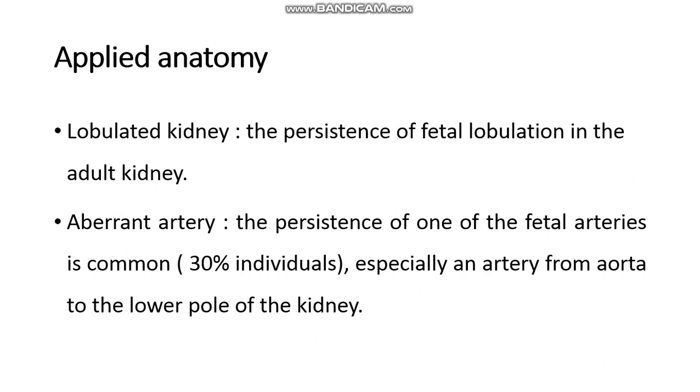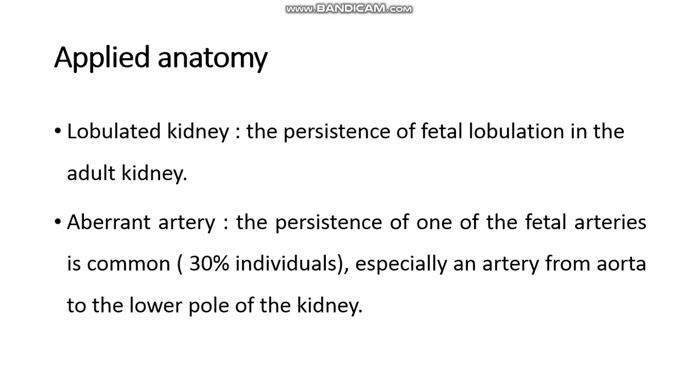Then next we can see the applied anatomy of the kidney. There are several disease conditions or defects of the kidneys that can be explained in the applied anatomy. Some of them we can discuss here. Lobulated kidney is the presence of fetal lobulation in the adult kidney. Then aberrant kidney is the presence of one of the fetal arteries.